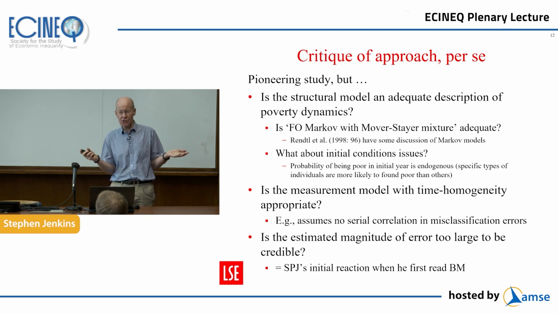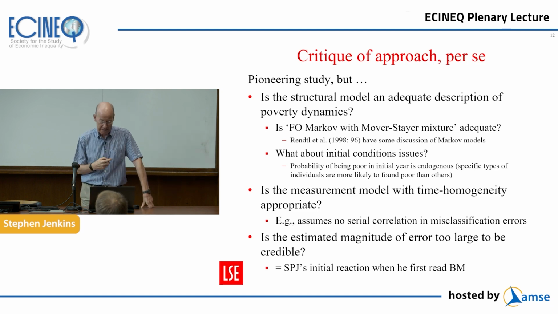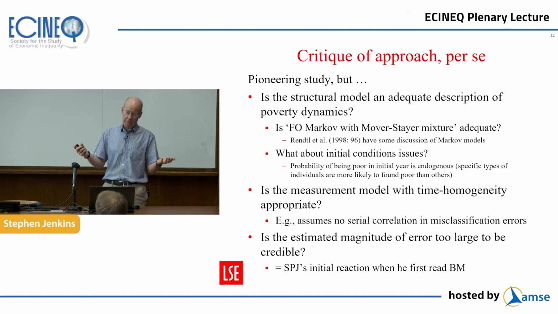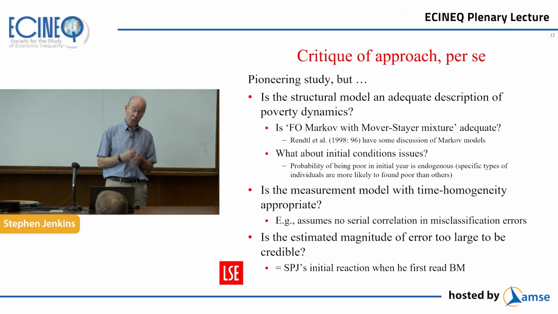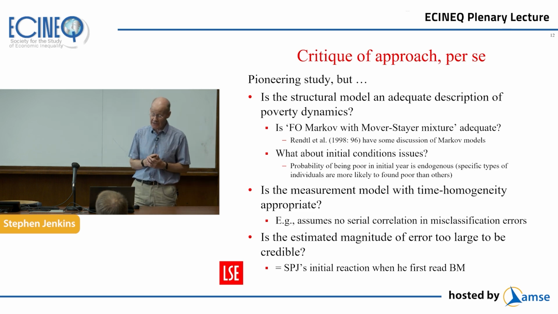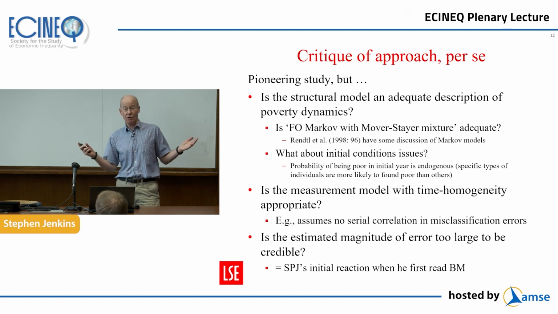They don't talk about initial conditions. Econometricians think about initial conditions quite a lot. What about time homogeneous measurement error? Well, no serial correlation in measurement errors here, or misclassification errors. Or the thing that actually got me started in this area was the size of the difference between those estimates.